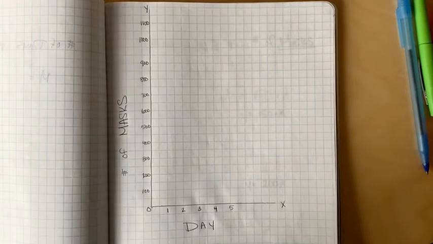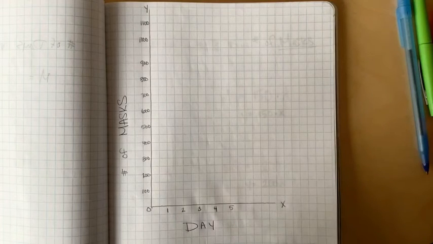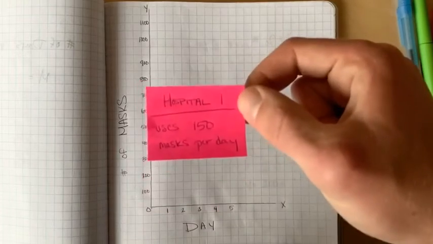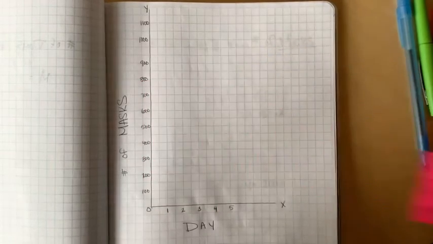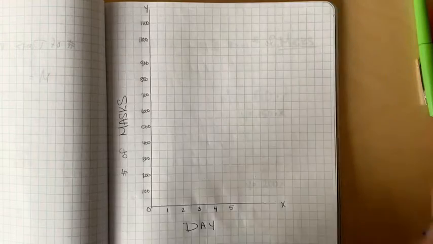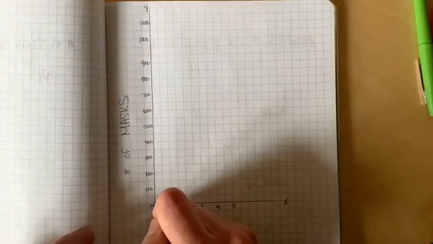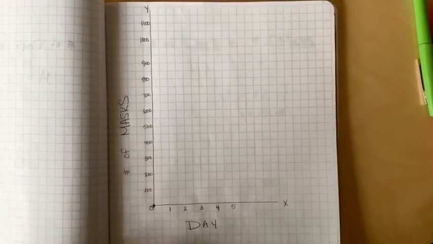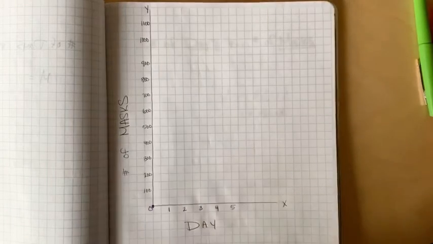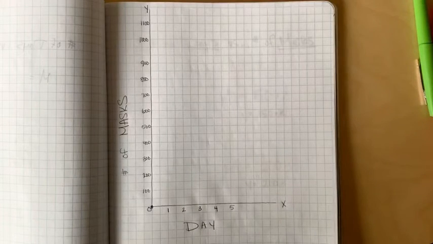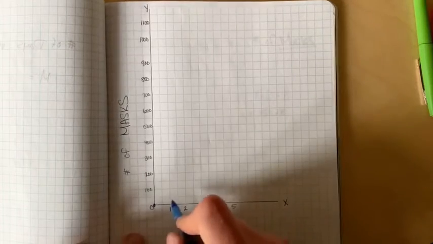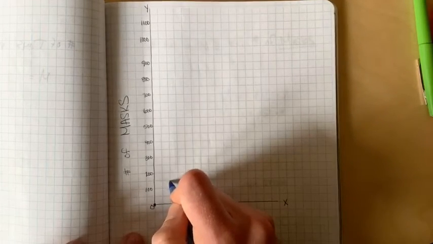Let's go ahead and put the information for our 3 hospitals onto the single coordinate plane, and we are going to look at how the lines, the graphs that we make for each hospital, compare to each other in a linear relationship. So remember hospital number 1, we showed that they used 150 masks per day. So of course, at day 0, they had used 0 masks. So I'll put a dot at 0, 0, which we call the origin of the graph. After 1 day, they used a total of 150 masks.